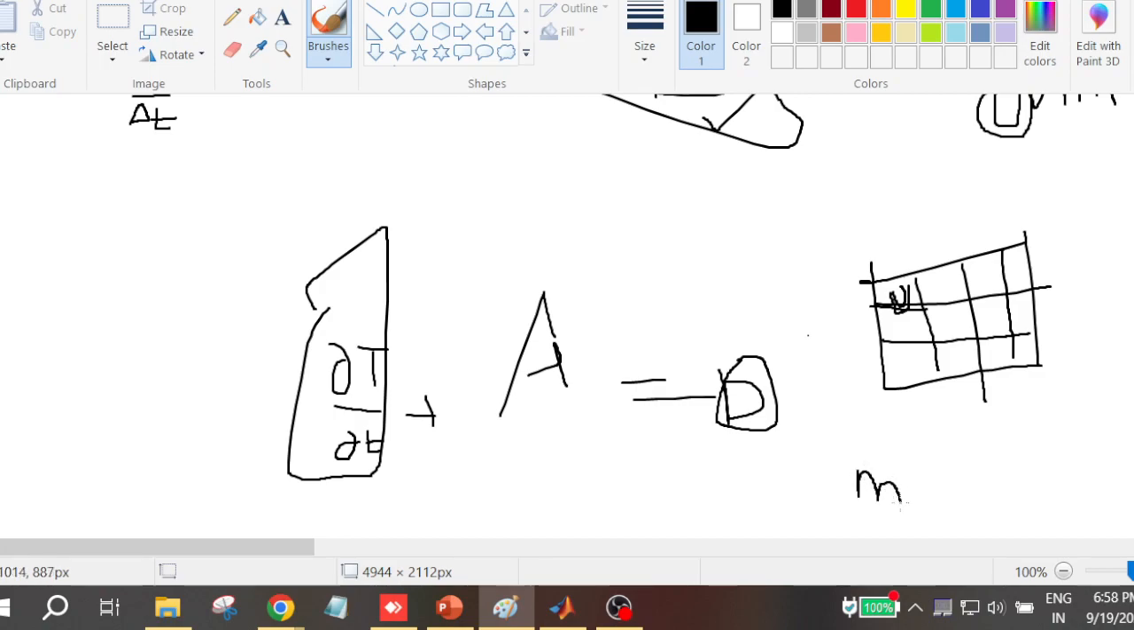If it is going beyond 1, it will not converge. What we have to do is bring down the delta t, the time step size. That is what we usually do.